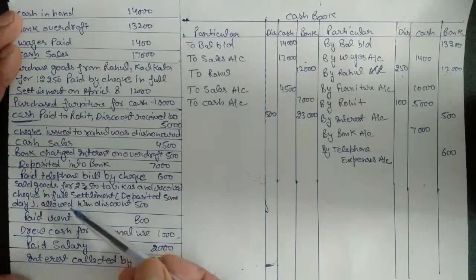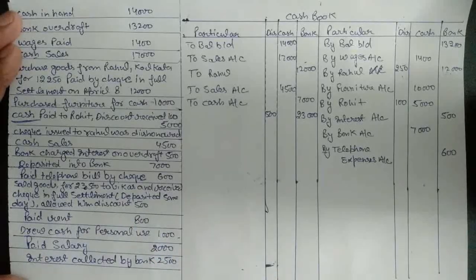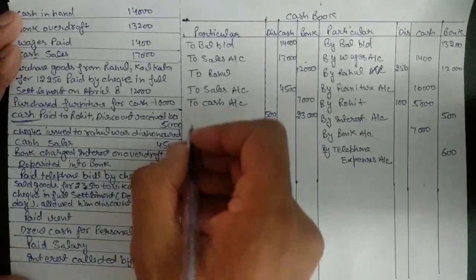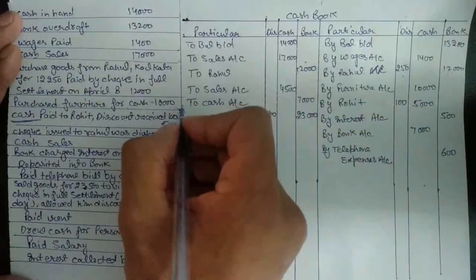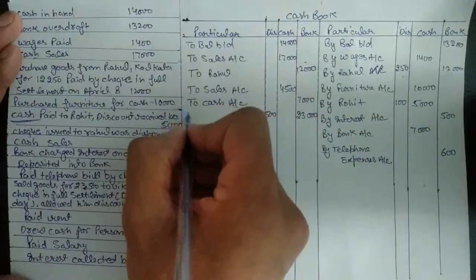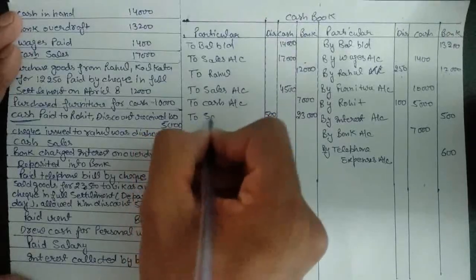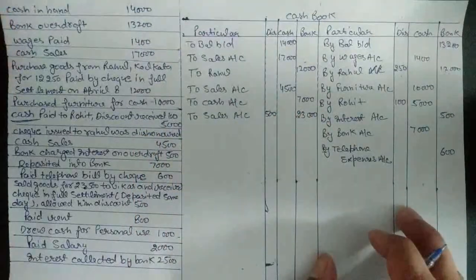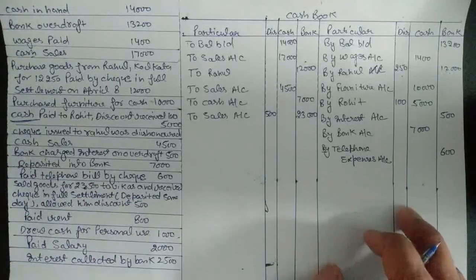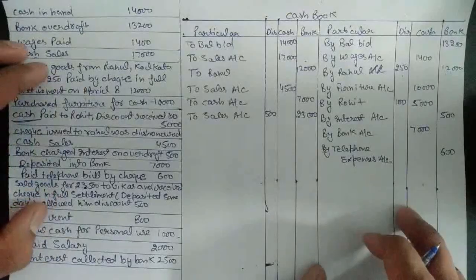We are receiving a check from Vikas after allowing a discount of 500 to Vikas. So we need to put the entry in the name of sales account because we are selling goods, and we don't know what we sold, so we will just put the name by sales account.